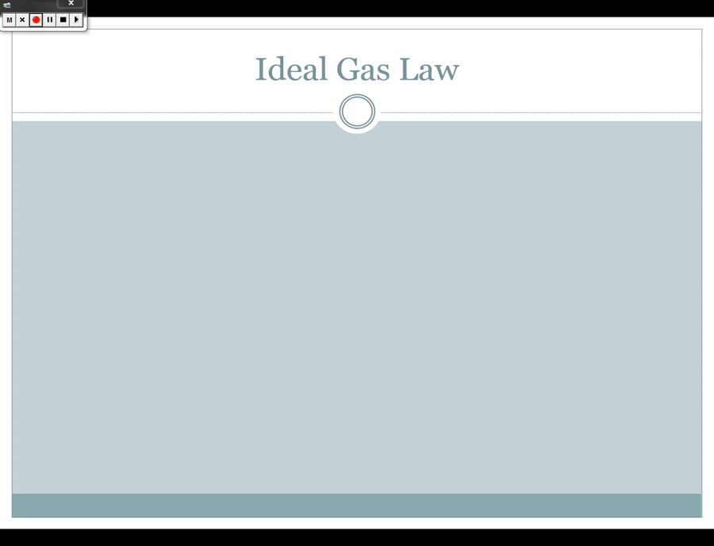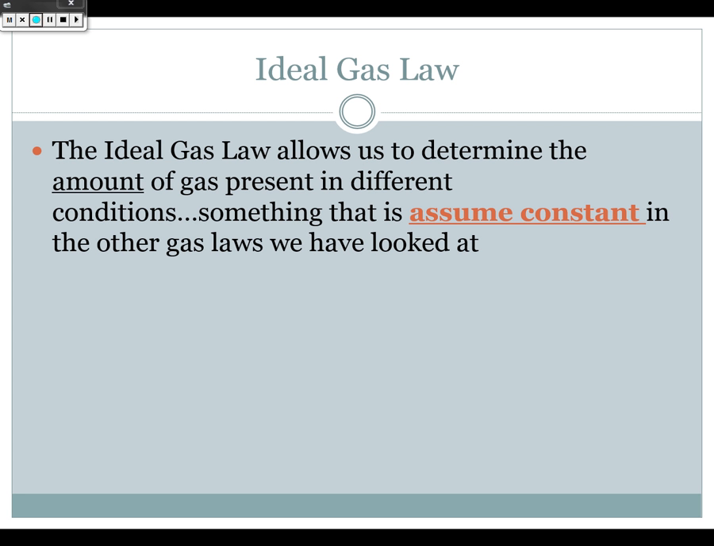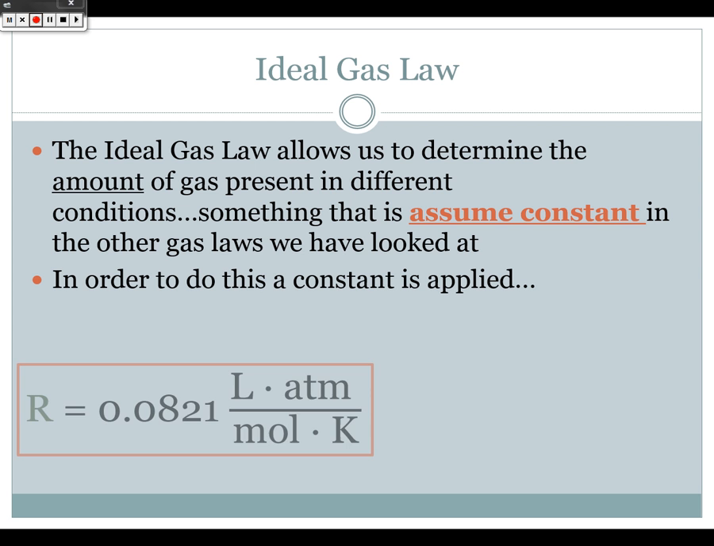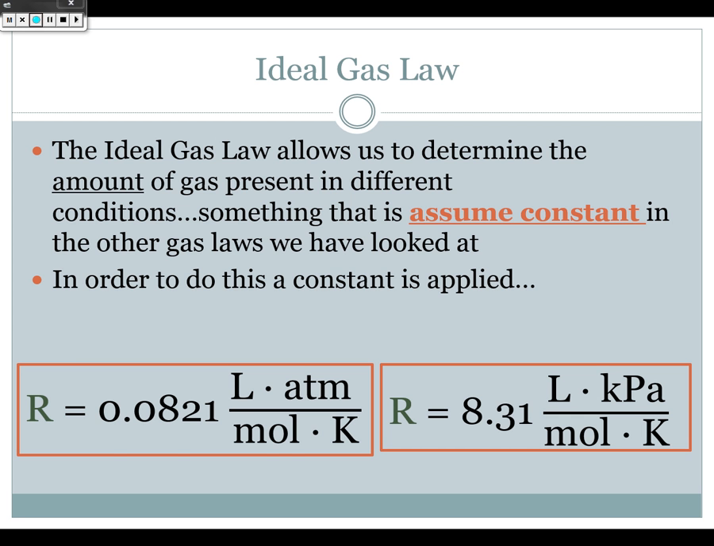Because of this idea of kinetic molecular theory, we actually have an ideal gas law. The ideal gas law allows us to determine the amount of gas present in different conditions, something that we had assumed constant in other gas laws, like Gay-Lussac's law, Boyle's law, and Charles's law. In order to do this, though, we have to apply a constant. That's the ideal gas constant, given by the symbol R, and it's either 0.0821 liter atmospheres per mole Kelvin or 8.31 liter kilopascals per mole Kelvin.